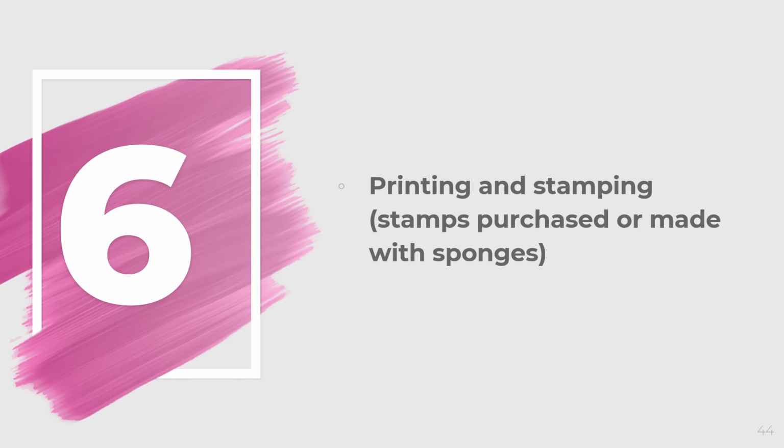Painting and stamping, or printing and stamping, is another one. So stamps can be purchased or made with sponges. I have had purchased sponges, and they might have different geometrical shapes on them. They might have the letters of the alphabet on them, so kids can stamp with those things. Or you can make stamps using sponges that the kids can dip in paint and then paint on whatever you want to paint on.